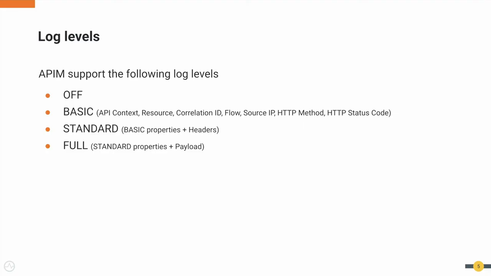Per API logging lets you define multiple log levels. Off is disabling the logs. Basic level prints the API context, resource, and correlation ID. And standard logs all the basic logs along with the header information. Full level is to log the standard properties and the payload.